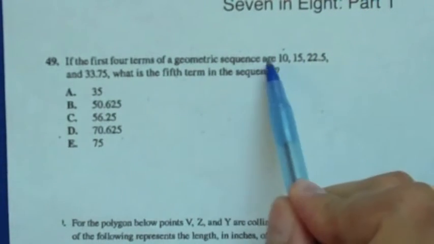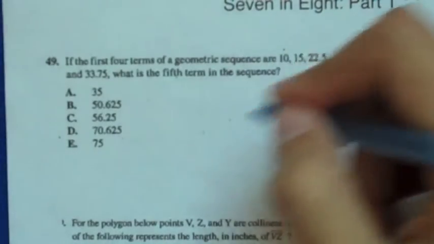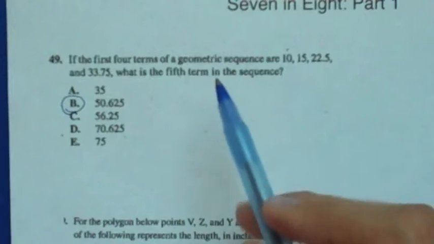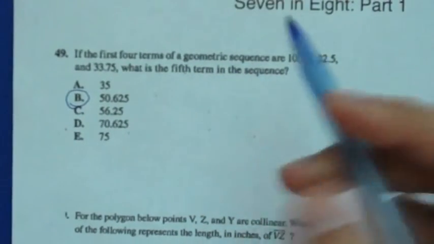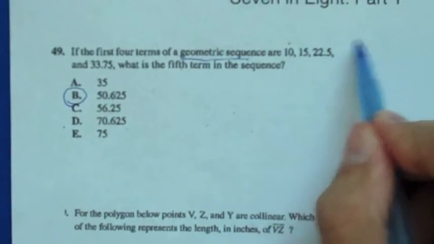They're asking for the fifth term. That's 1, 2, 3, 4. I just have to multiply by 1.5 one more time. And I'm going to get 50.625 when I do that, which is choice B. A geometric sequence, just for your own benefit here, is actually a sequence where you multiply by the same number over and over. Arithmetic sequence is what it's called when you add by the same number.